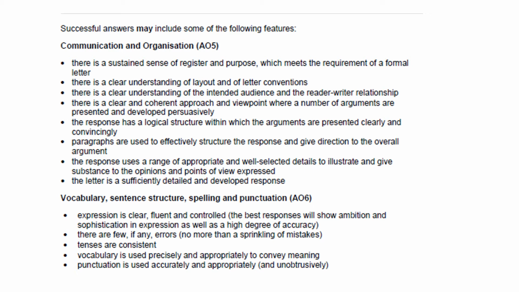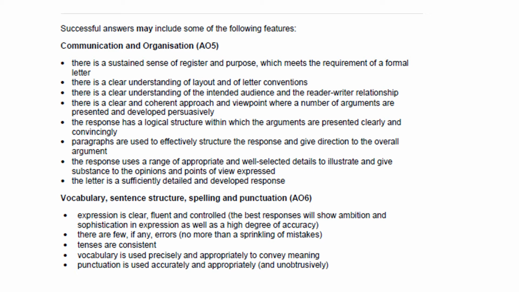They're looking for clear understanding of a letter and letter conventions. So things like addresses, dear sir or madam, and yours sincerely or yours faithfully at the bottom would be there in the better answers that they received. They're also looking for an understanding of intended audience. They'd be looking for links to a headmaster or headmistress in the task you just saw, and how the student has responded to that audience in a particularly good way.